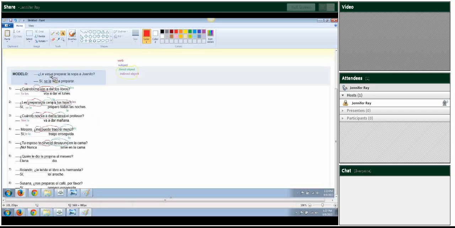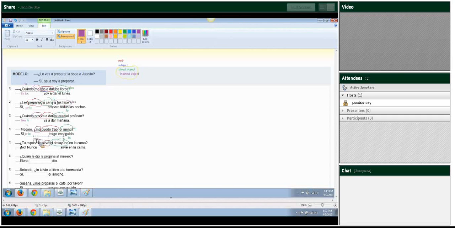So someone is saying, does your husband serve you in bed? If you answer back, you're going to say, no, he never serves me. So "te" is going to become "me." Remember, purple goes first. So then I'd say "me lo."